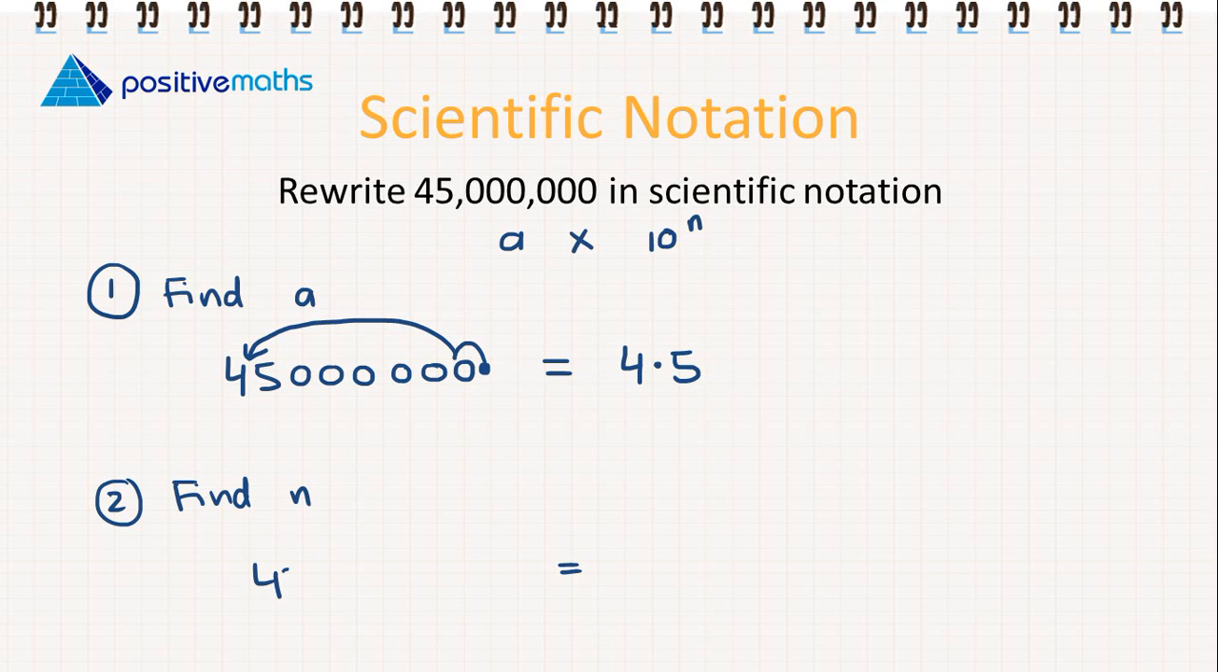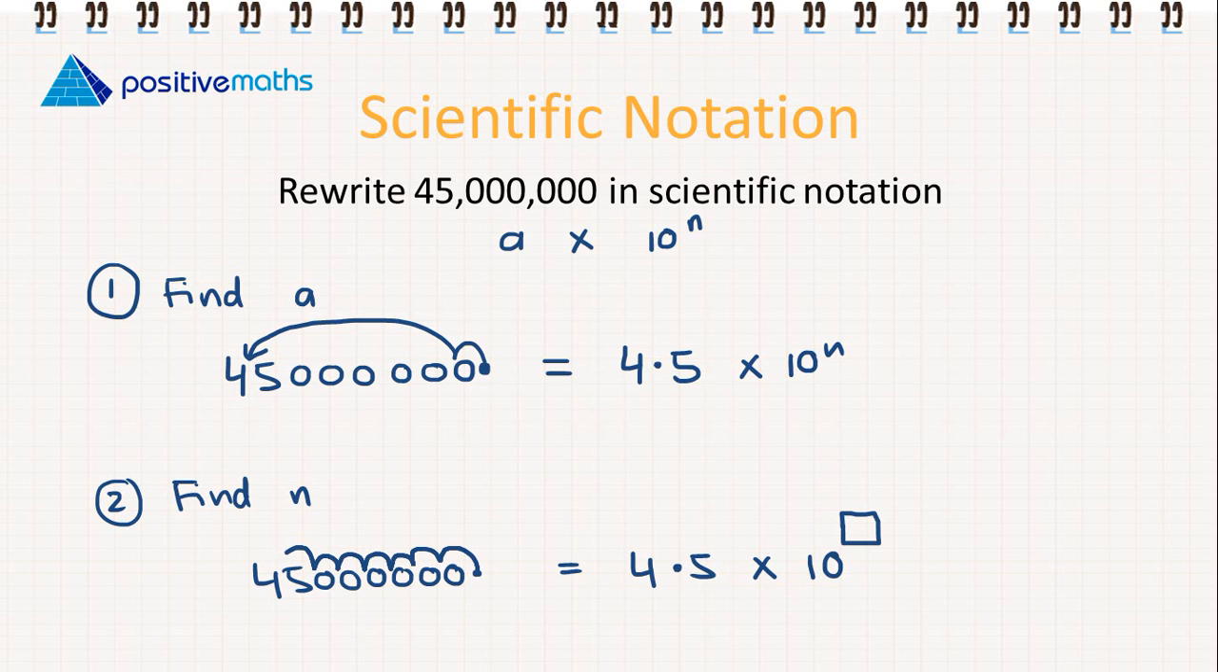Next part is finding n. We have 4.5 by 10 to the power of n. So now we need to find our n. We need to count the number of spaces we've moved the decimal point. We're starting at the end again, and moving it 1, 2, 3, 4, 5, 6, 7 spaces to in between the 4 and the 5. That means our number will be 4.5 by 10 to the power of 7. So 2 steps: find the a part and find the n part.